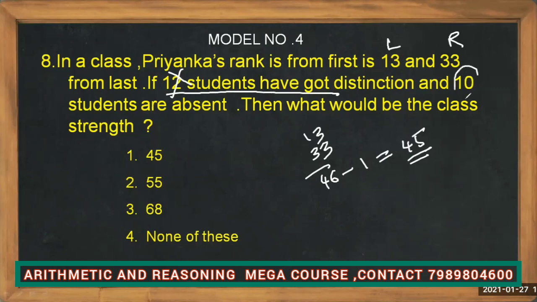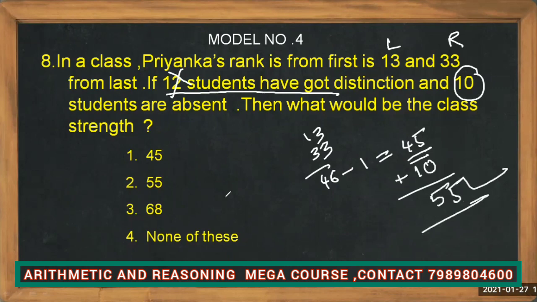Now, 10 students are absent. You might know that absent and failed students don't get any rank. So to get the total strength of the class, these 10 students should be added to the total. Then what do you get, my dears? Then 55. So the answer would be the second. And the next.